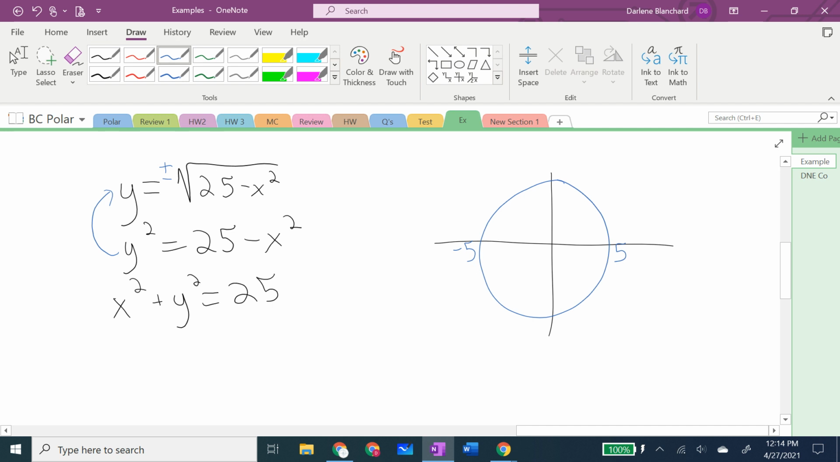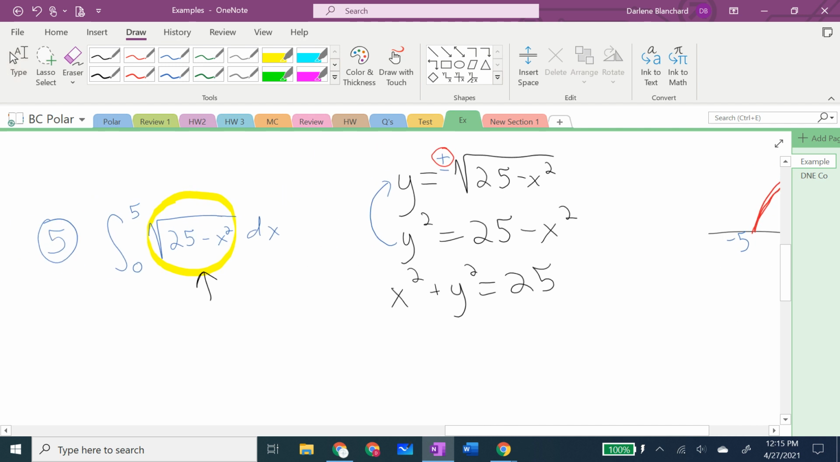That started as just a plus. So what am I actually working with? I'm working with where y is the positive half. I've got a semicircle. But that's still not enough.